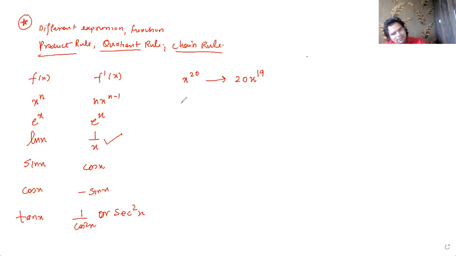Or for example, if you have the derivative of sine x, we can say the derivative is cos x straight away. So these derivatives we already know. But what if, instead of x to the power 20, I give you x squared plus 5x plus 7, to the power 20?